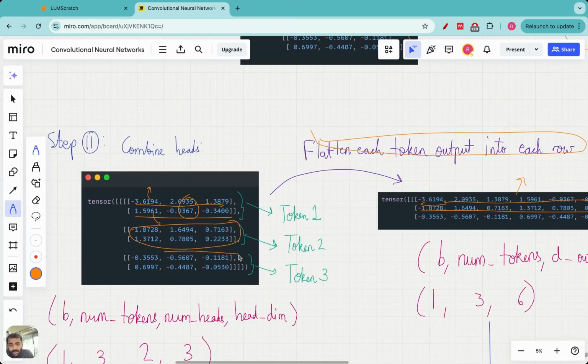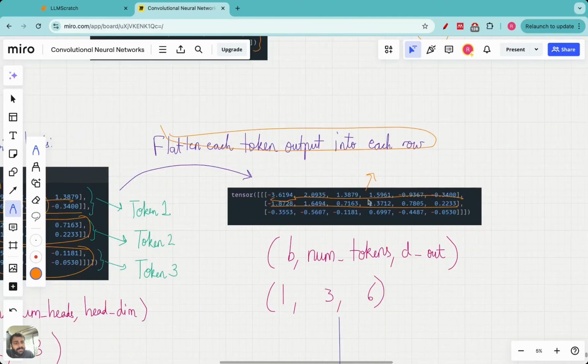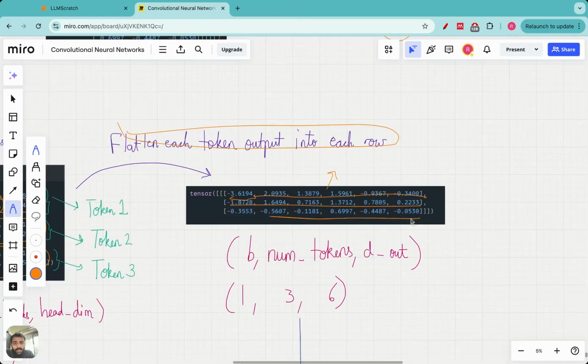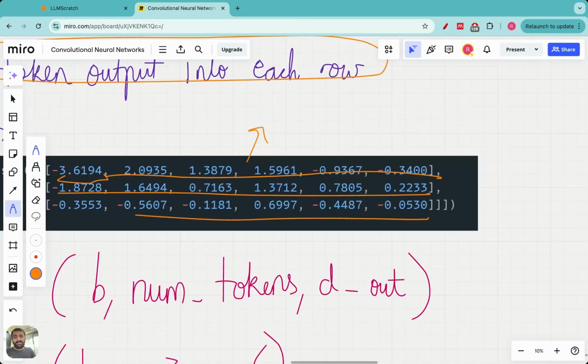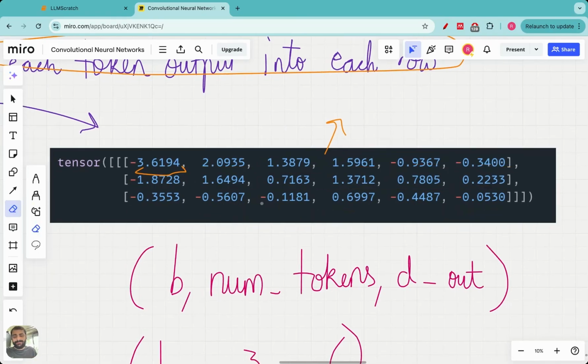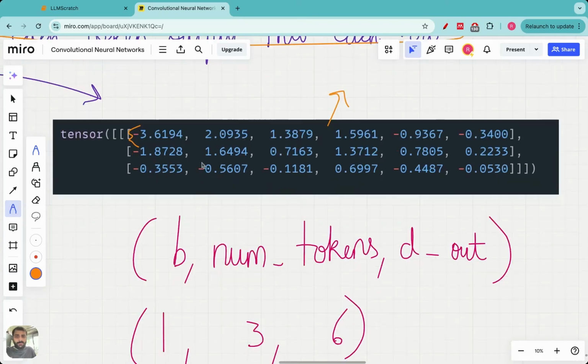And for the third token, we merge these two outputs into a single row. So you'll see that this is the third row. What I'm showing on the screen here is my final context vector matrix. And how to interpret this? The first row is the context vector for the first token.